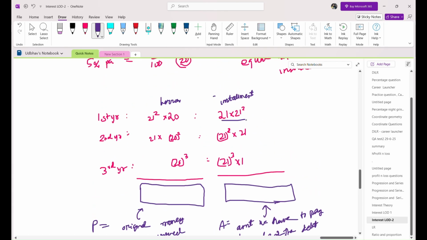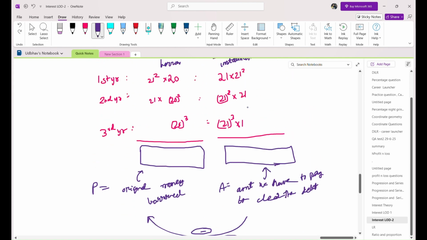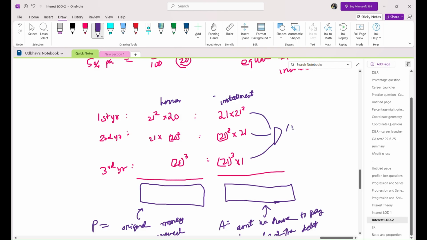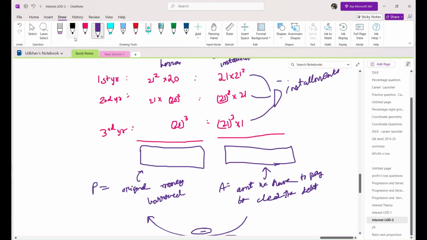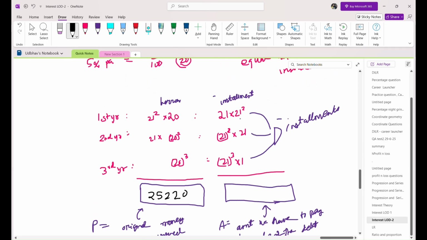And each of these things are installments for each year, and we made them same, so they are same installments. So now let's just add it. Let's see what do we get. 21 square into 20 is 8820, plus 21 into 20 square, plus 20 cube, which is 8000. We'll get 25220, and when we add this, we'll get 3 into 21 cube. What is 21 cube? 21 cube is 9261, and when we multiply it by 3, we'll get 27783.